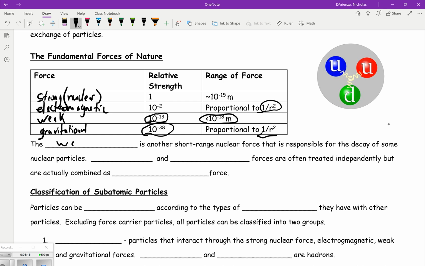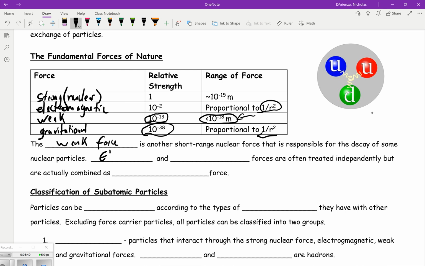As we said, the weak force is another short-range nuclear force. So it's not going to have a whole lot of effect over a larger distance. It's only going to cover that real small range, even smaller than the strong nuclear force. And it's responsible for the decay of several different types of nuclear particles. And until we started learning about these decay particles, we didn't even know that the weak force really existed.